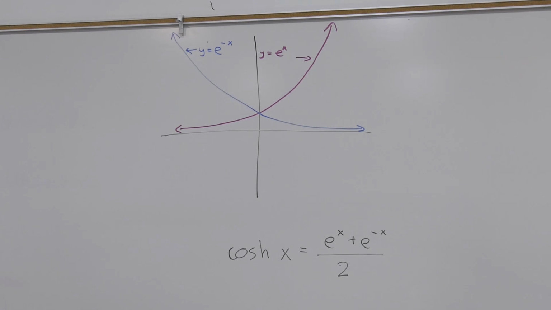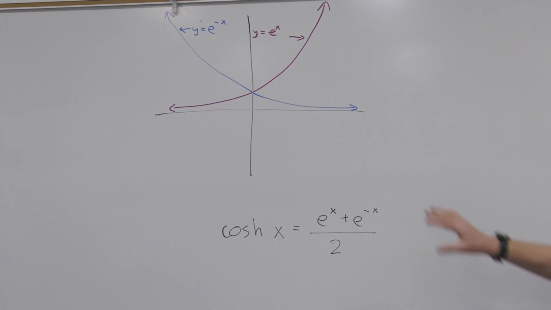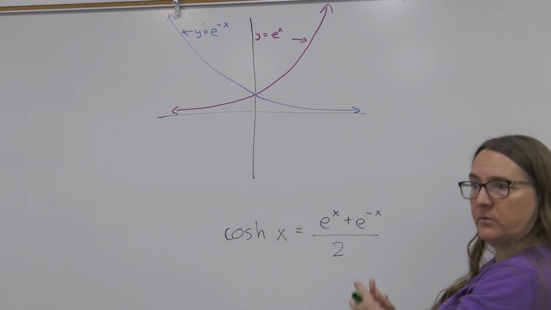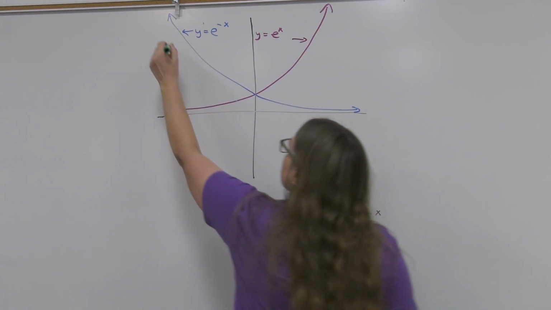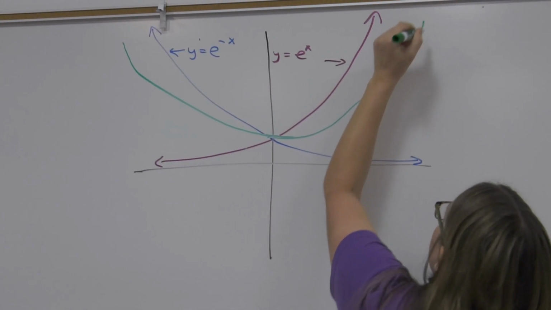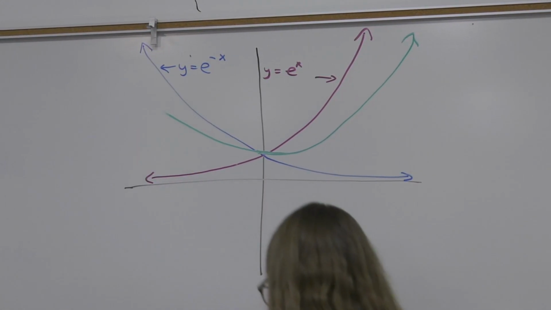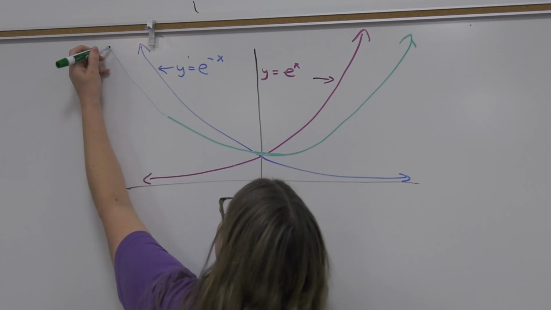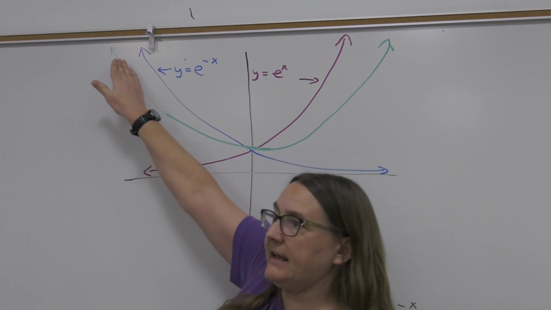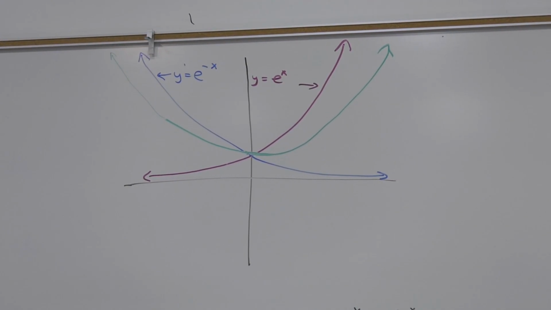So if we look at what that graph is going to look like, I can sort of estimate the graph by just having these two things here, because cosh is going to be halfway in between the two graphs at all points. So it's going to end up looking something like this. In fact, it's a little smoother than that. One of the applications of cosh is that if you have a cable that you're hanging that's supported at 2 points, like here and here, the curve of that cable is going to be some transformation of the cosh graph.